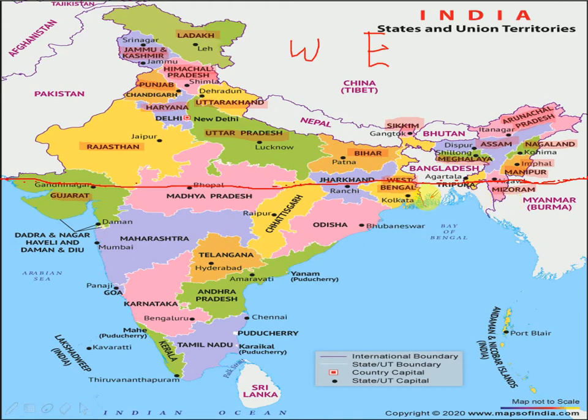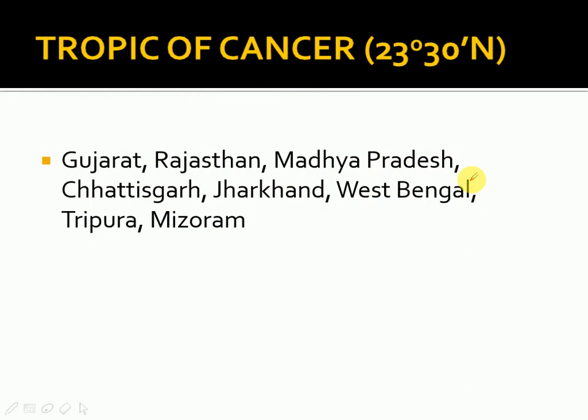West Bengal is okay, Tripura is okay, Mizoram is okay. So Jharkhand and Chhattisgarh are very, very important. I will star mark them. Okay.